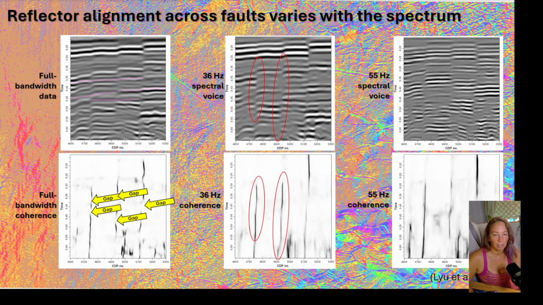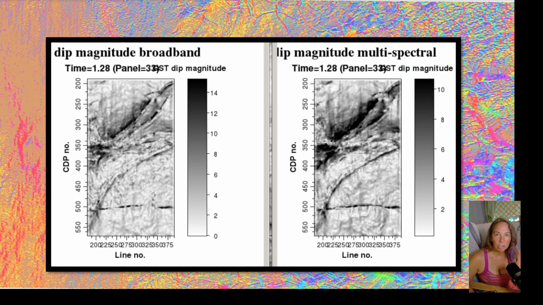So hopefully that convinced you that there is a lot of value in taking the time to break out certain frequencies, to get better data, better results with your geometric attributes. And so just to show you one example, since I'm talking about dip, here's an example with dip magnitude. On the left-hand side, we have the broadband results, and on the right-hand side, we have the multispectral results.